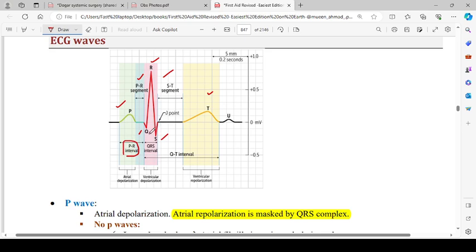Now the intervals: the PR interval is between the P wave and the QRS complex. It does not include the QRS, but it includes the P wave. The QRS interval includes three waves, Q, R, and S. And the QT interval, which is very important when we talk about torsades de pointes, includes the QRS complex and the T wave.